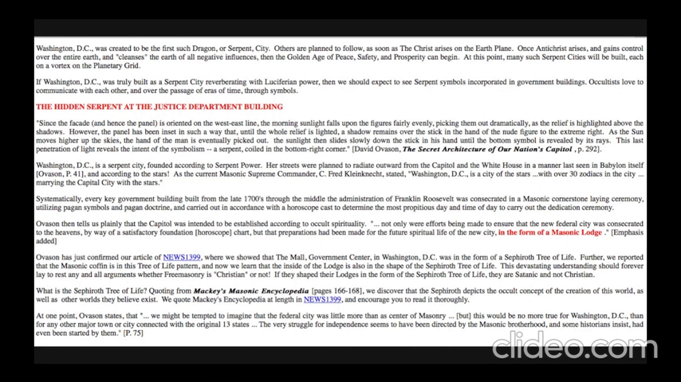We might be tempted to imagine that the federal city was little more than a center of Masonry, but this would be no more true for Washington, D.C. than for any other major town or city connected with the original 13 states. The very struggle for independence seems to have been directed by the Masonic Brotherhood, and some historians insist had even been started by them.